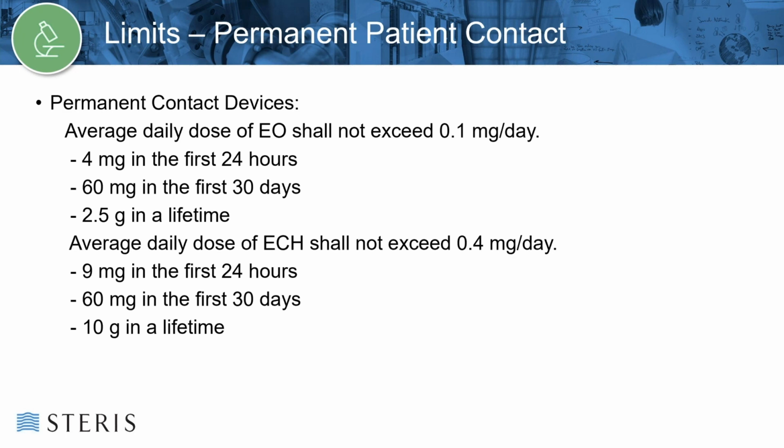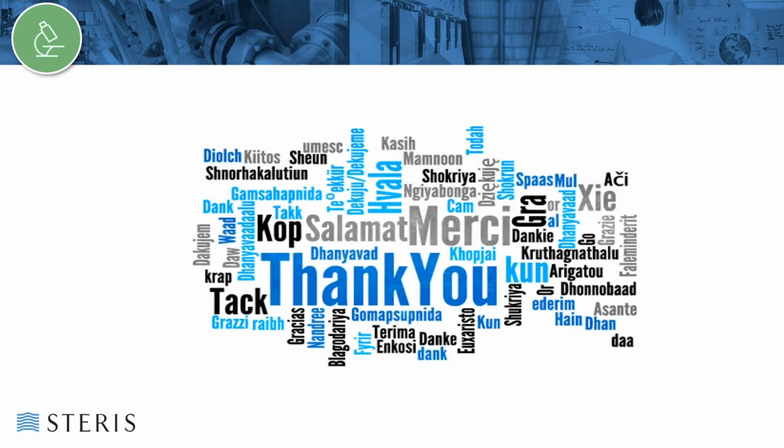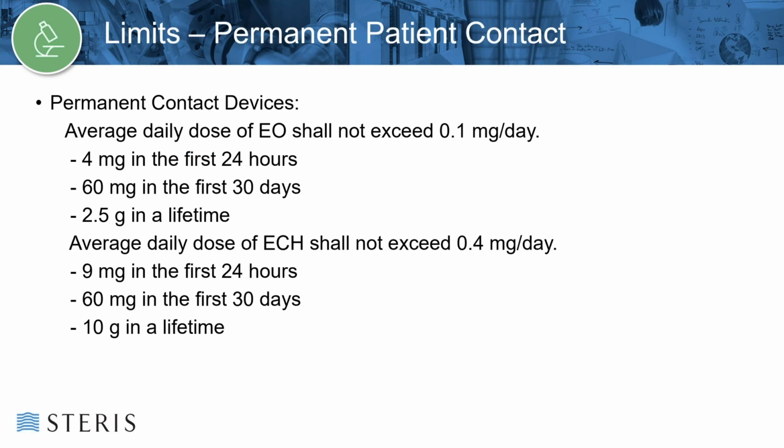Permanent patient contacting devices are those whose use or contact exceeds 30 days. Permanent patient contact devices cannot exceed average daily dose of 0.1 milligrams per day of EO and 0.4 milligrams per day for ECH. The same limits for first 24 hours and first 30 days apply. Additionally, limits for 2.5 grams of EO within a lifetime and 10 grams of ECH in a lifetime apply.